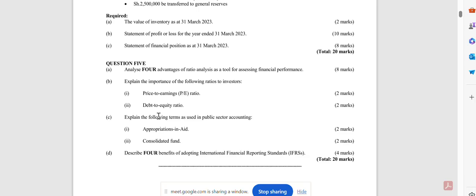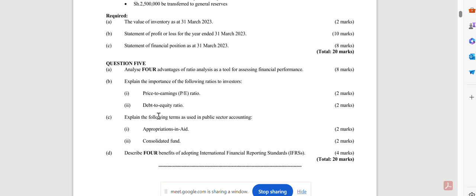So for question 5C, explain the following terms used in public sector accounting. Appropriation in aid. What did we say about appropriation in aid? This is the amount generated internally by a governmental unit. You generate this money from internal activities, and from the estimate that you are going to spend in a particular fiscal year, this amount from your internal activities is normally subtracted for you to know the amount you expect to receive from the national government through what we call General Account of Vote, GAV.